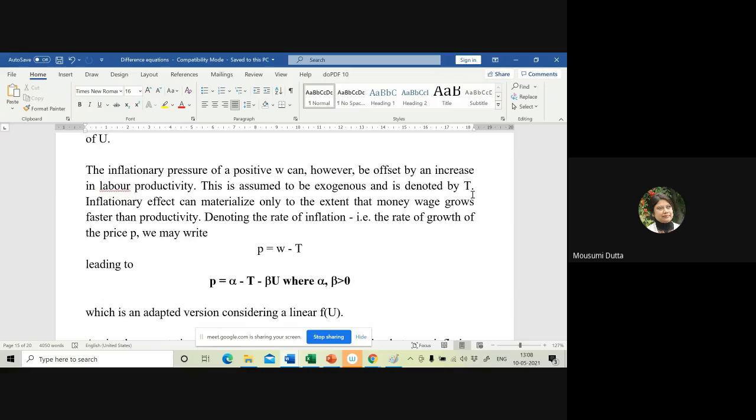Okay. So clearly it has been written. This is assumed. So the assumption is there. We are assuming T to be exogenous. At this moment we are understanding the mechanism. However, this mechanism can be presented based on different assumptions. We are assuming the mechanism is there. However, it is exogenous.